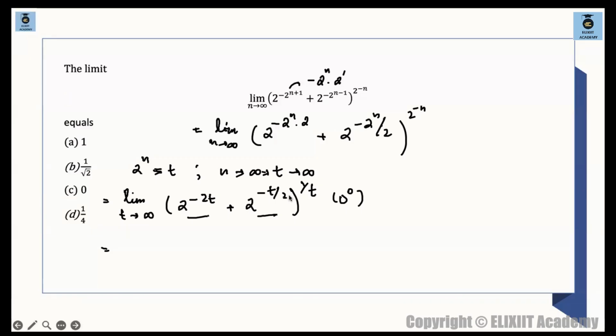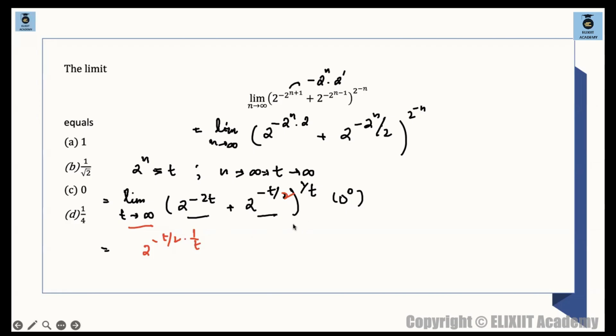Basically, what you do is you take out 2 to the power of minus t by 2 common, whichever is the bigger quantity. Which is the bigger quantity? 2 raised to the power of minus t by 2. As t tends to infinity, 2 raised to the power of minus t by 2 is the bigger quantity. So you take this out common. So 2 raised to the power of minus t by 2 comes out. And since the whole is raised to the power of 1 by t, this will be multiplied by 1 by t. This will come out, right?